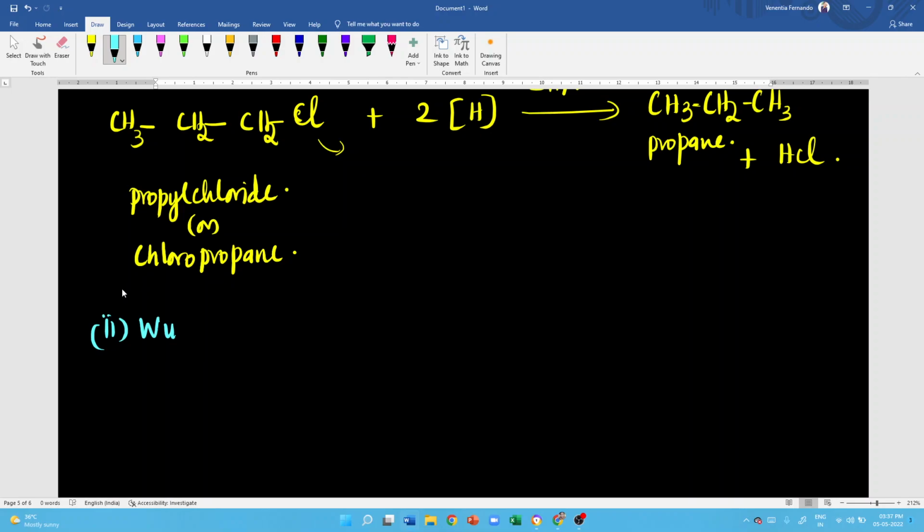Wood's reaction is very important. It will be asked in 2 marks or 3 marks, and also in word problems. In Wood's reaction, we use the same alkyl halide. Let me take methyl bromide.